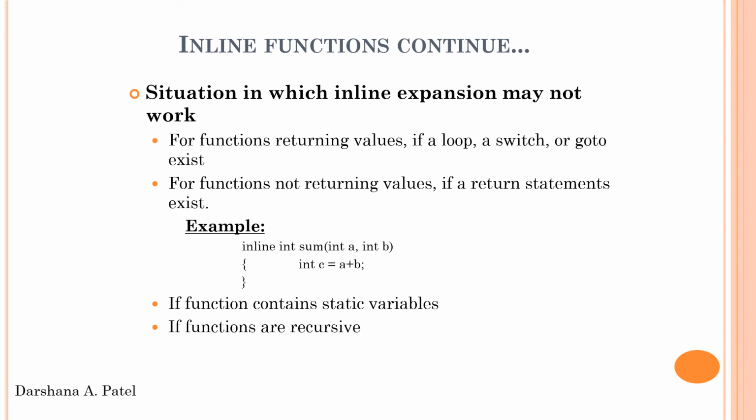Second, for functions not returning value if a return statement exists. Now, as shown in the example, we have some function whose return type is integer. So we need to write a return statement within the sum function, but we are not explicitly returning any value. So this function will not expand inline.